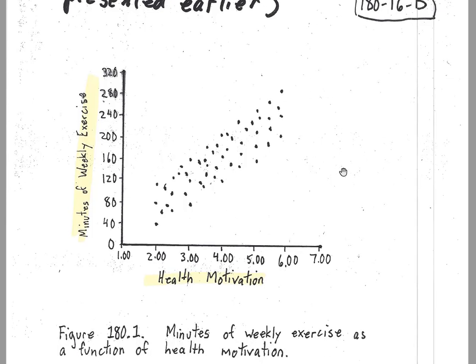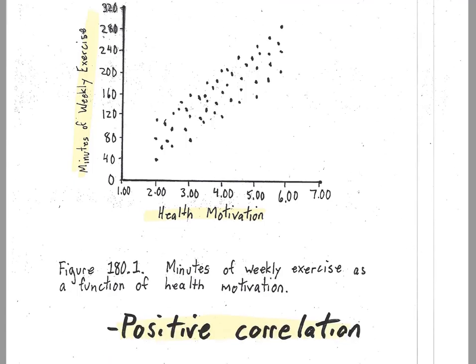You saw this figure previously. It illustrates positive correlation. Correlation between health motivation and minutes of weekly exercise. We know it's positive correlation because as scores on health motivation go up, there's a trend that scores on minutes of weekly exercise also go up.